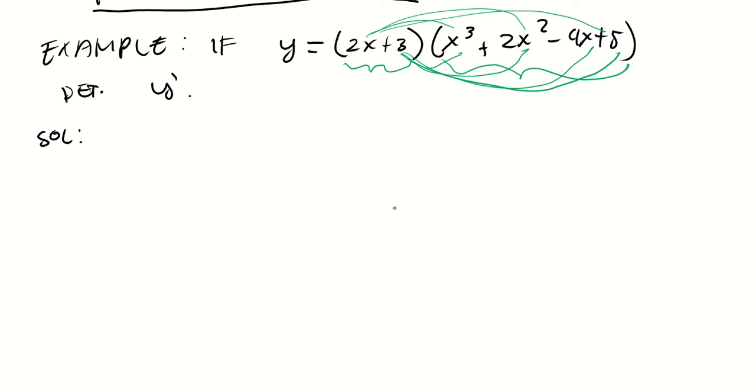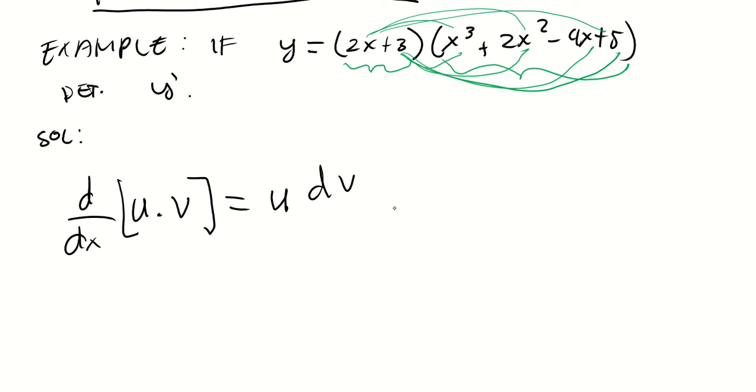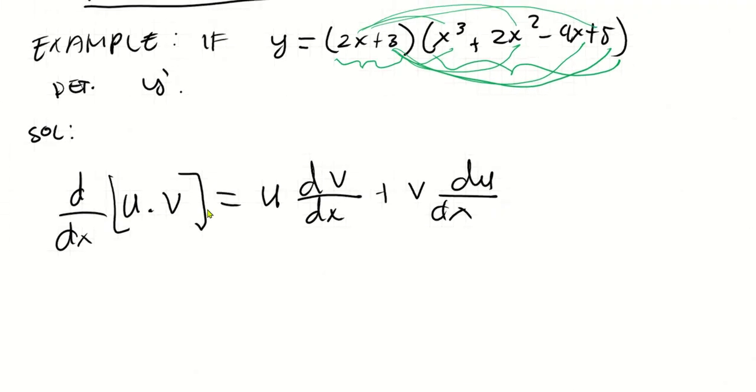The product rule says that if you have two functions, the derivative of two functions, let's just use u and v. U times v, where u and v are functions of x. This is just equal to u times the derivative of v with respect to x plus v times the derivative of u with respect to x. So this is the product rule. So we can have 2x plus 3 as our u, and v is this one, x cubed plus 2x squared minus 4x plus 5.